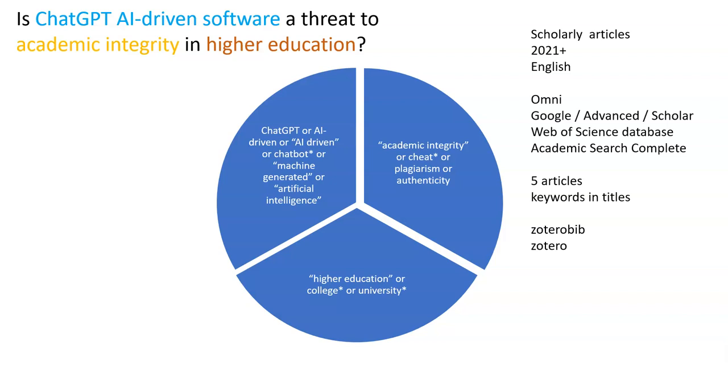So I'm looking for scholarly articles. I think back to 2021, so pretty current. I'm only looking at things in English. I'm going to try Omni first. I'm going to use Google, Advanced Google, and Google Scholar.